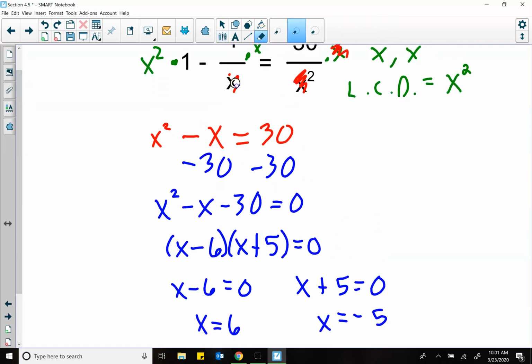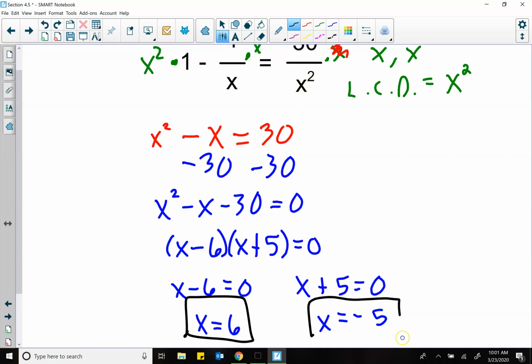Okay? So, again, we have to check these. All we're looking for is, does that create 0 in the denominator? So if I take 6 and plug it into these two denominators, does that create 0? No. This denominator right here is 6. This denominator over here is 36. So this is a valid answer. Does plugging negative 5 in create 0? No. This is a negative 5. This becomes a positive 25. So this is a valid answer as well.